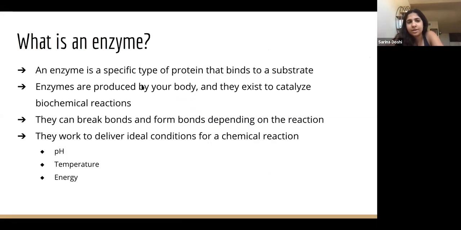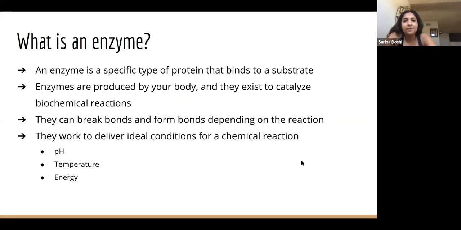So we've talked about these a little bit earlier, but enzymes are specific types of proteins that bind to a substrate. So you're probably wondering what a substrate is. A substrate can be anything. It could be another protein, it could be a molecule, a different type of molecule, it could be a lipid. A variety of things can be substrates, but it's kind of an overarching term to describe something that binds to an enzyme. So enzymes are produced by your body, and they exist to catalyze biochemical reactions. They can break bonds or form bonds depending on the reaction, and they work to deliver ideal conditions for a chemical reaction.